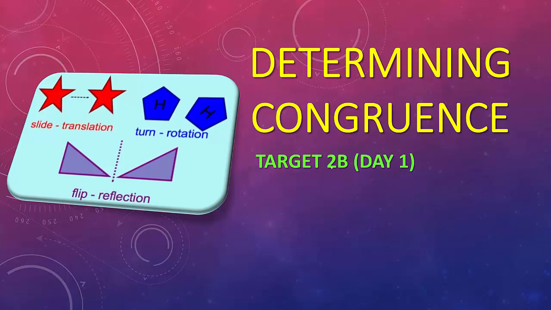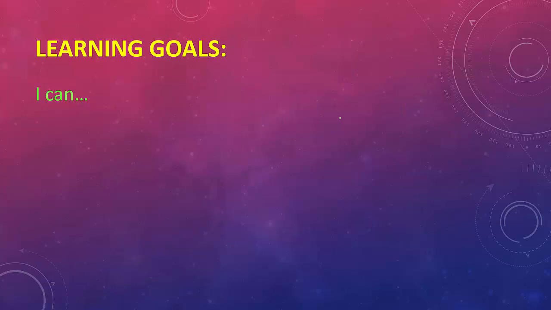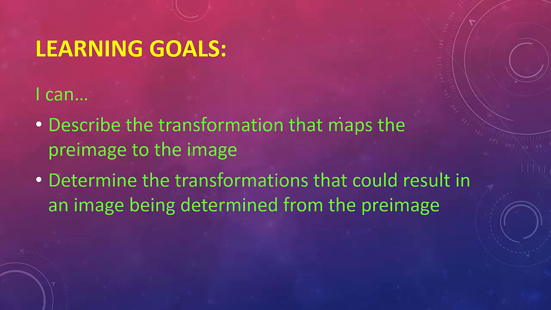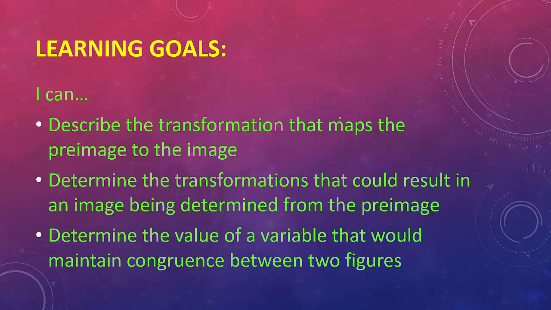All right, we are now on target 2B, and this is day 1. And we're going to be working on determining congruence. So for your learning goals for this day, I can describe the transformation that maps the pre-image to the image, so we're going to get more practice with that. I can determine the transformations that could result in an image being determined from the pre-image. And I can determine the value of a variable that would maintain congruence between two figures.